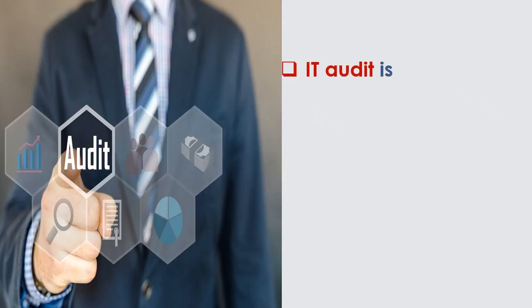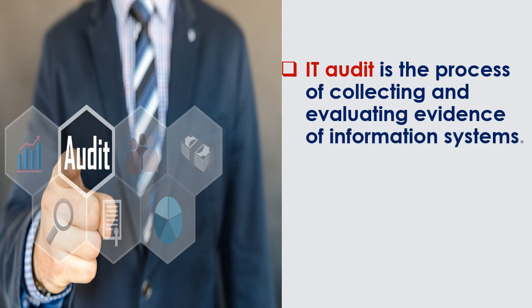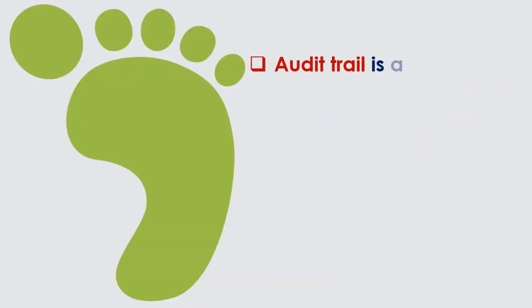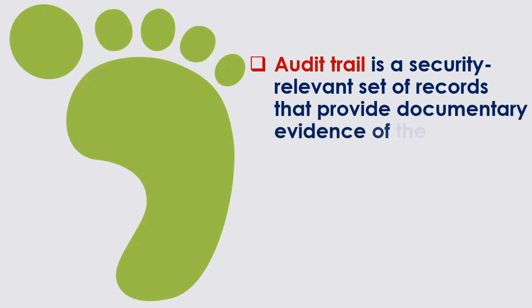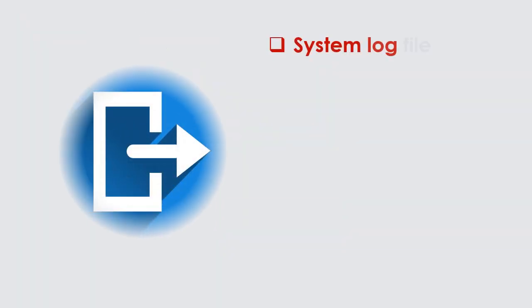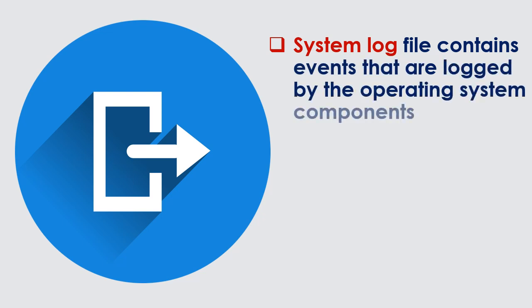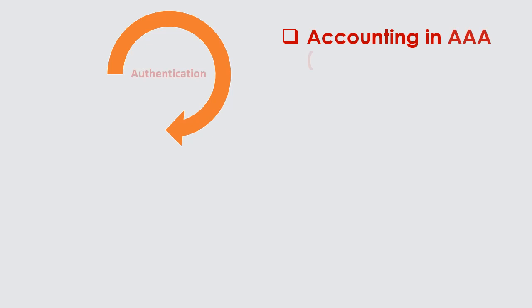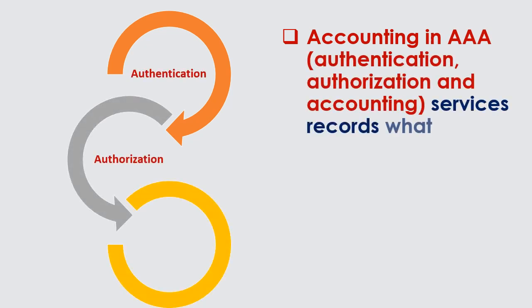IT audit is the process of collecting and evaluating evidence of information systems. Audit trail is a security-relevant set of records that provide documentary evidence of the activities. System log file contains events that are logged by the operating system components. Accounting in AAA, authentication, authorization, and accounting services, records what a subject did.